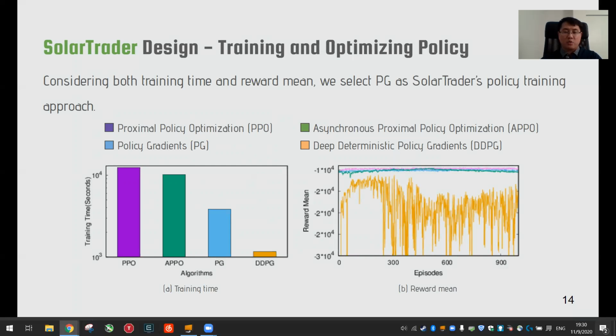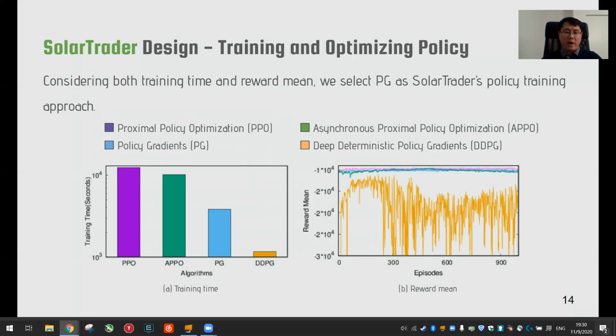Since we have designed reward and penalty functions, the last step we want to do is to train the optimized learning policy. We basically review the most recent training algorithms, and we do a little bit of benchmarking.